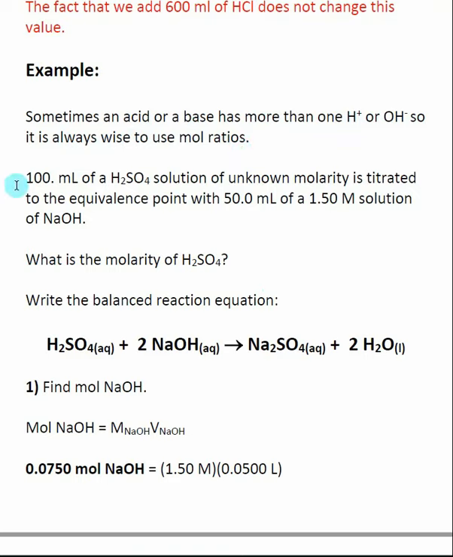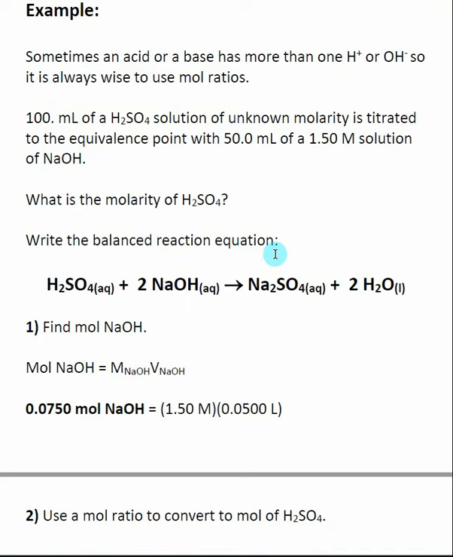So here we're starting with 100 milliliters of an unknown concentration of sulfuric acid, H2SO4. To figure out what this concentration is, we titrate to the equivalence point with 50 milliliters of 1.5 molar NaOH. So as always during this titration, we want to find out what this unknown molarity is of our sulfuric acid. The first thing I do is figure out what reaction is going on.